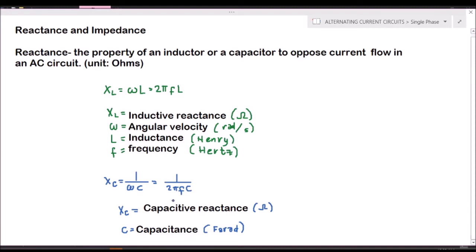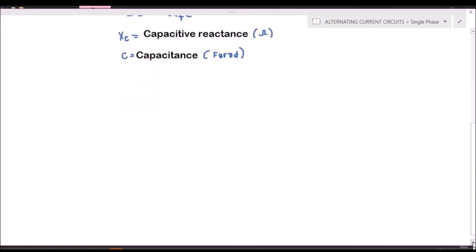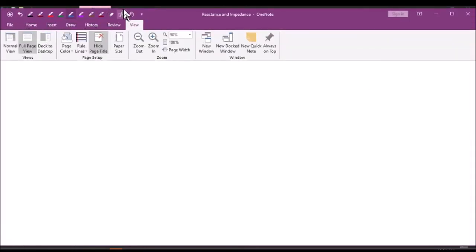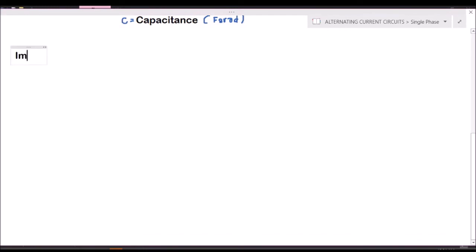So that is reactance. Now, for example, in a certain AC circuit connected with a resistor, a capacitor, and an inductor, we have a resistance, then we have inductive and capacitive reactance. The overall effect of joining the resistance and the reactance in an AC circuit is what we term as impedance. The symbol for impedance is not I, to avoid confusion with the current, it is Z.